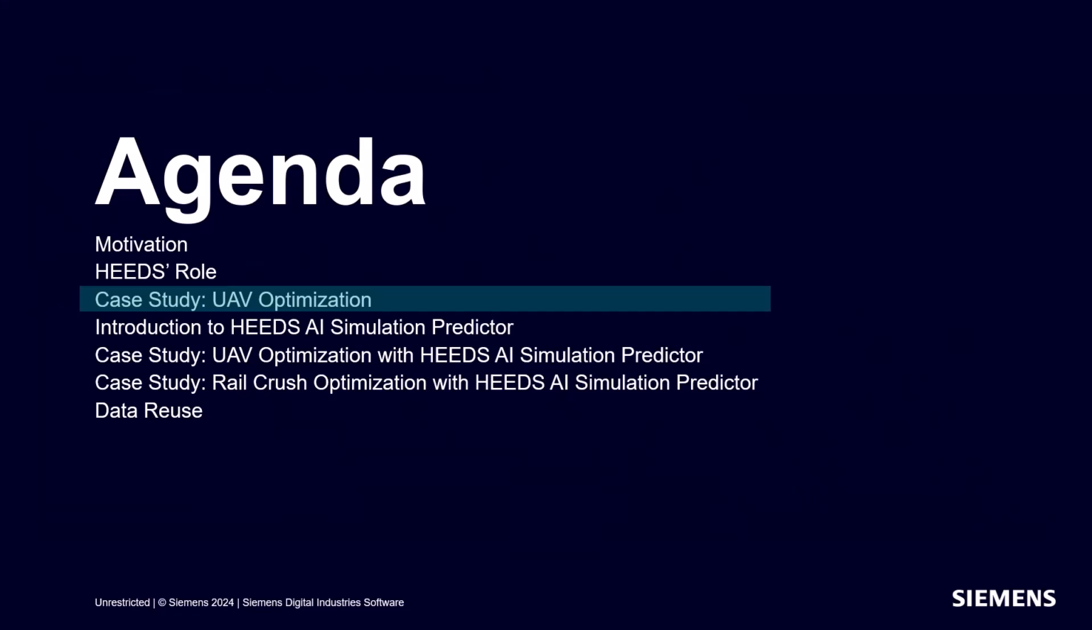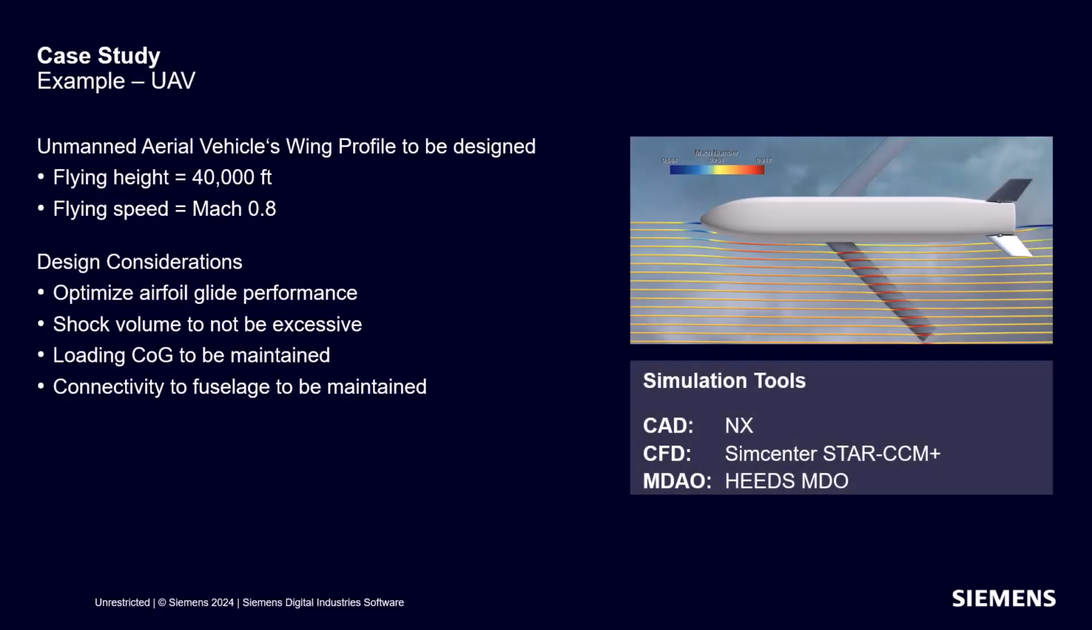With that backdrop for today's focus area, let's take a look at Sherpa in action via case study. We'll thereafter introduce how HEEDS AI Simulation Predictor can supplement and accelerate Sherpa even further. For our case study, we'll look at designing an unmanned aerial vehicle under prescribed flight conditions. Our goal is to design the wing profile of the UAV for airfoil glide performance, while ensuring shock volume is within prescribed limits, the loading center of gravity is maintained for the aircraft, and the connectivity point of the wing to the fuselage is maintained.